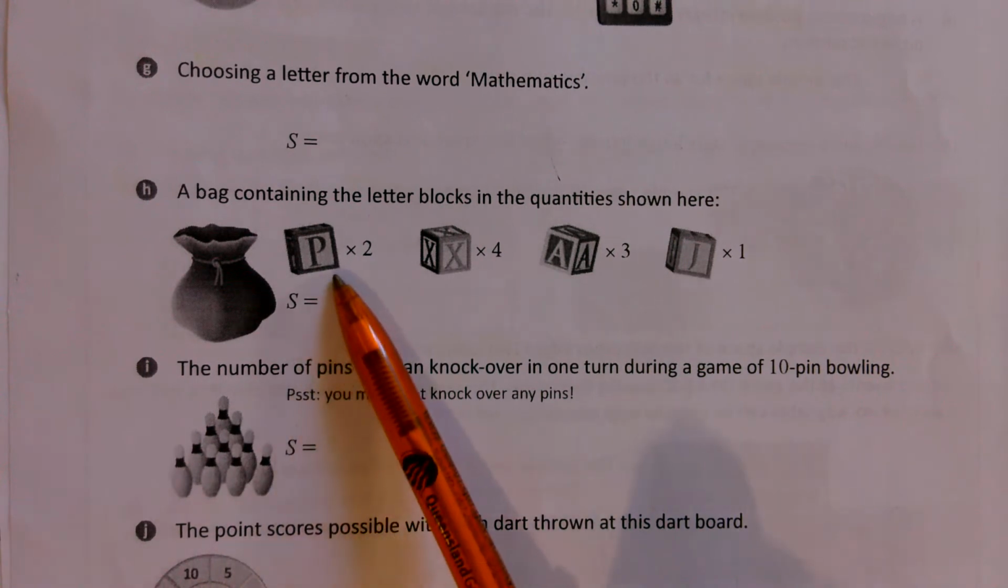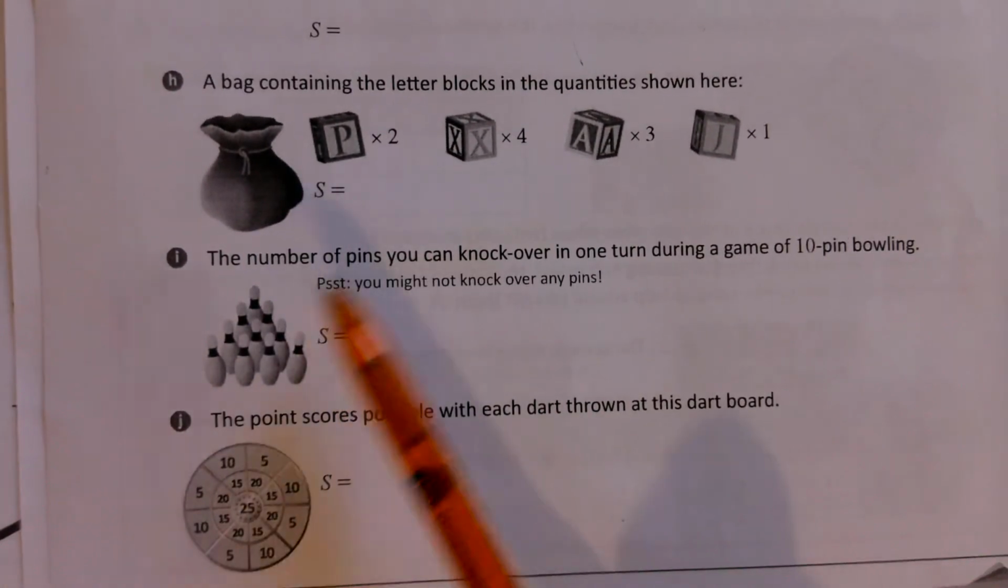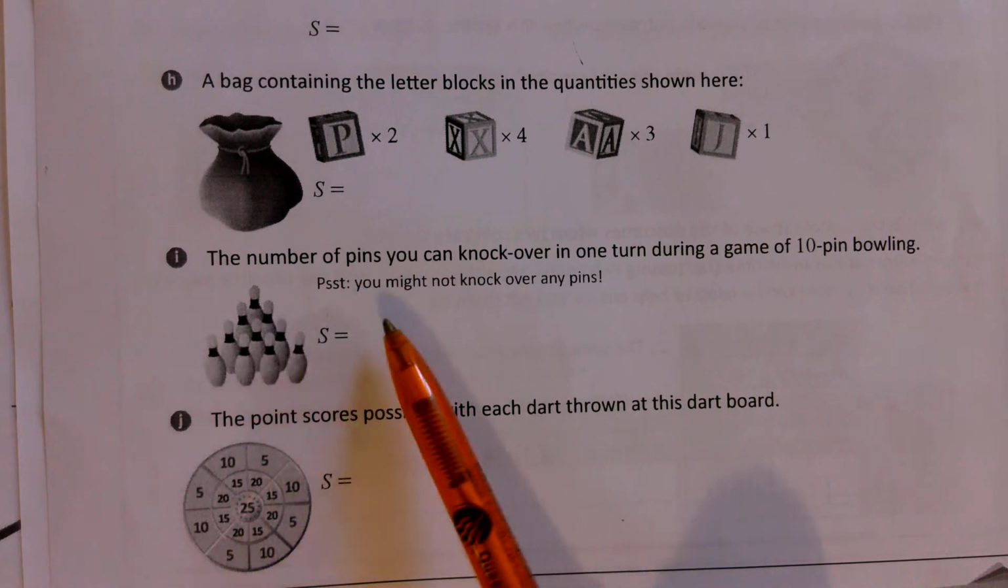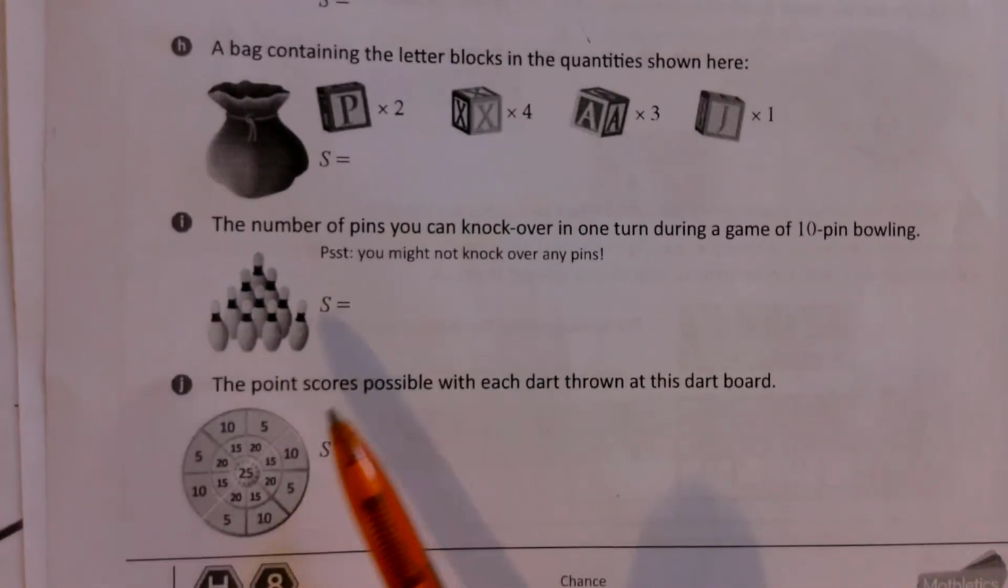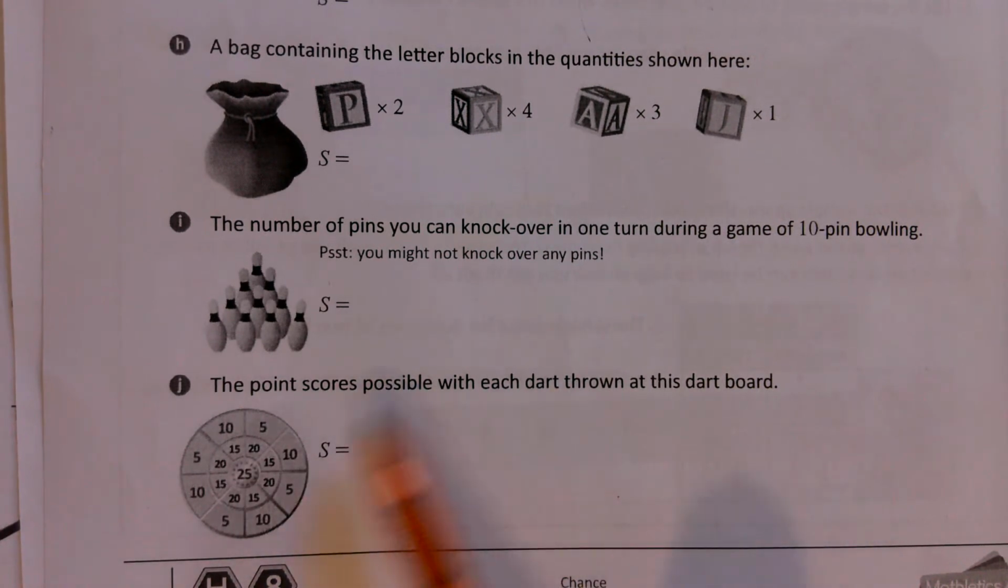Now be careful with this. This is that second example we saw where there's more than one of some of those letters. When you do this one, remember you might not knock every pin over, any pins at all, and all the possible scores. Okay, have a go at that.